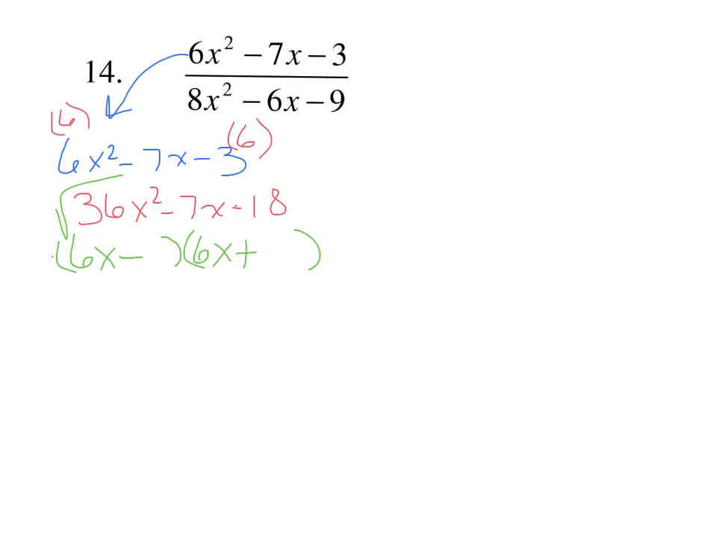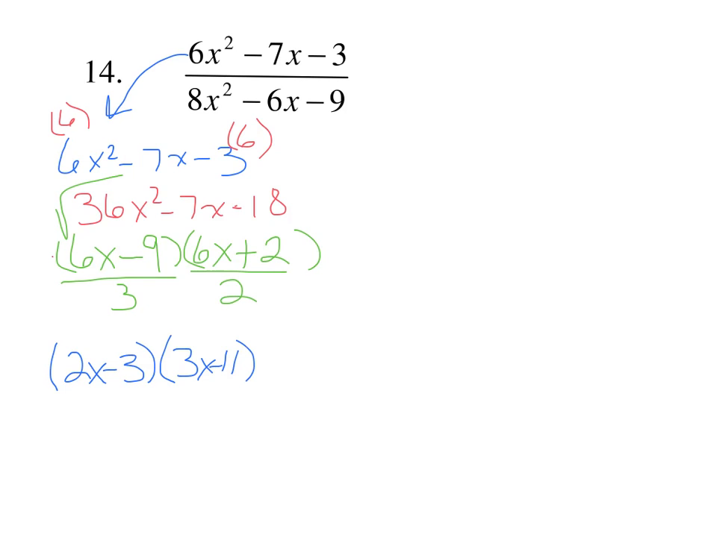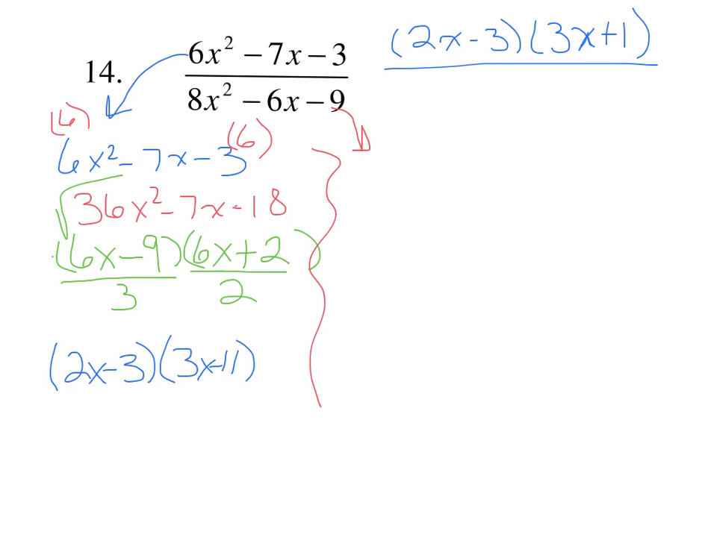Factors of 18 that subtract to make 7 are 9 and 2. And then divide off the GCF of each binomial. So both of these by 3, both of these by 2. That leaves you with 2x minus 3 times 3x plus 1. That would be the numerator. 2x minus 3 times 3x plus 1. The denominator, let's draw a line. Let's do the denominator over here.